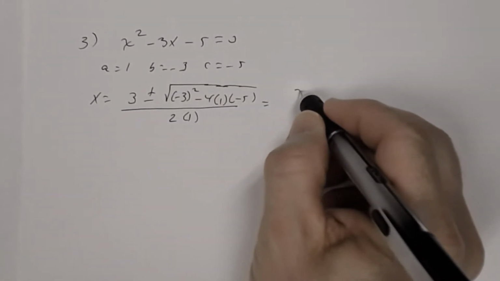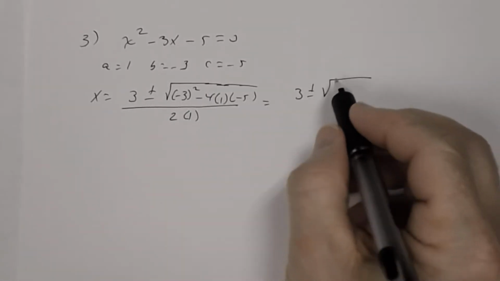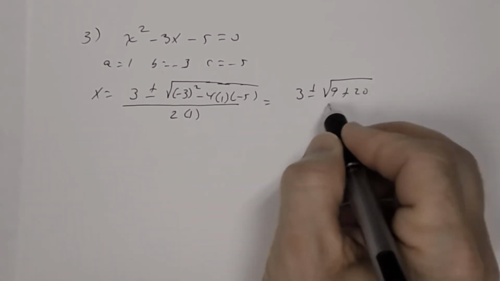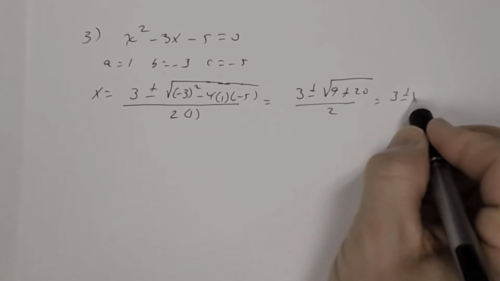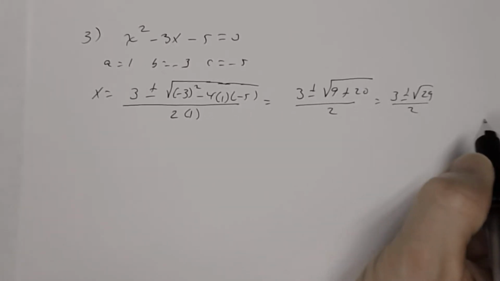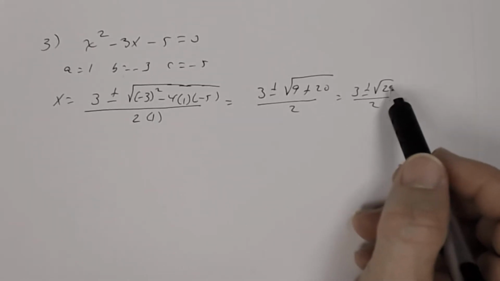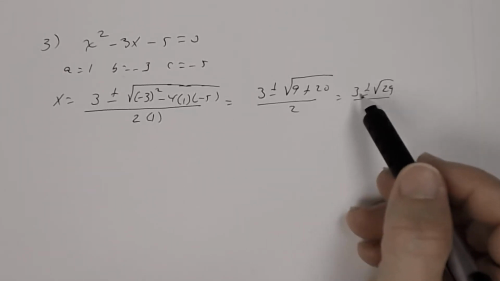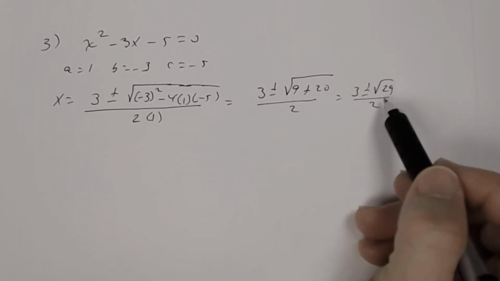And so then this becomes 3 plus or minus the square root of, remember this is the discriminant, so when I do this I get 9 plus 20 divided by 2, so that becomes 3 plus or minus the square root of 29 divided by 2. Alright, now remember, one of the things we asked ourselves when we solved this was, is 29 a perfect square? No, 29 is not a perfect square. And then one of the things you did also in the past was you simplified this square root, but that's not the point here.